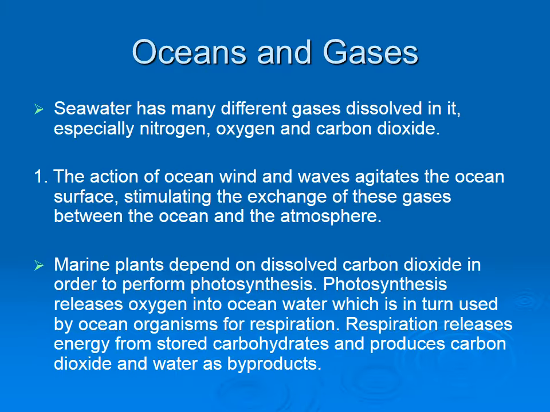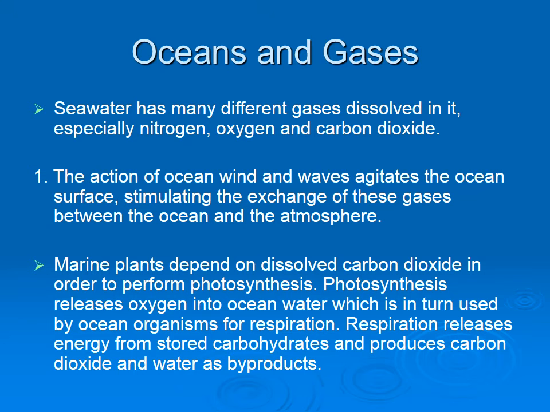So, oceans and gases. Seawater also has many different gases dissolved in it, especially nitrogen, oxygen, and carbon dioxide. The main thing to keep in mind here is that the action of the ocean wind and the waves agitates the ocean surface so much that it stimulates the exchange of these gases between the ocean and the atmosphere. So the ocean moves not only heat and organisms and water around, but it also moves gases between the water and the atmosphere.